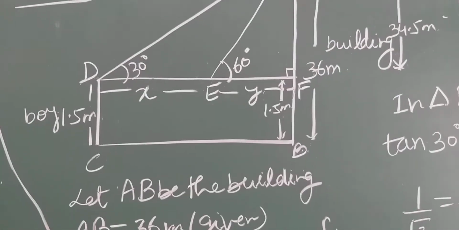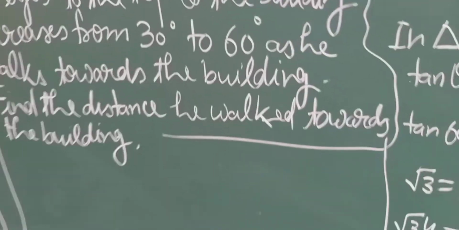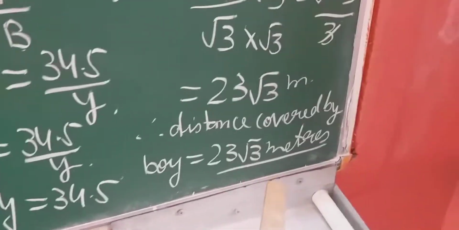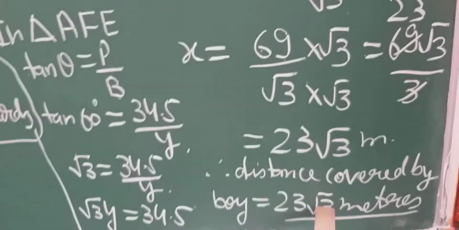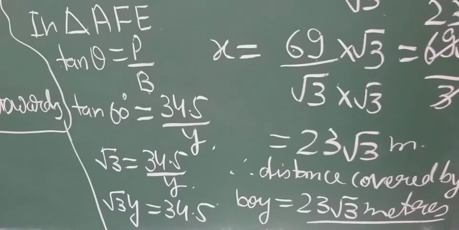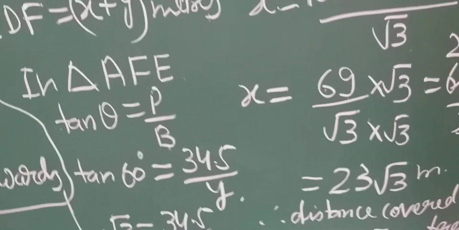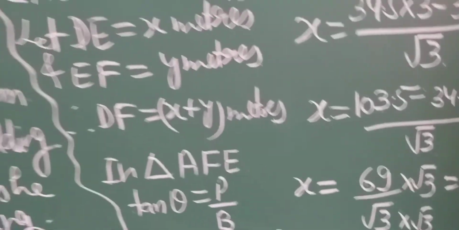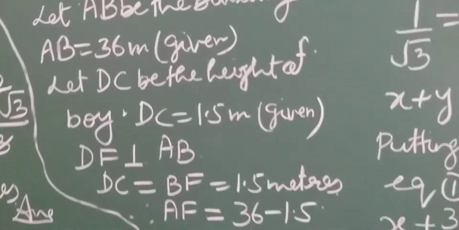Okay students, here also the question is not asking for the answer in decimal. That's why it is not required to put the value of root 3. We can leave our answer as it is, in the form of root 3. Okay students? Okay then.